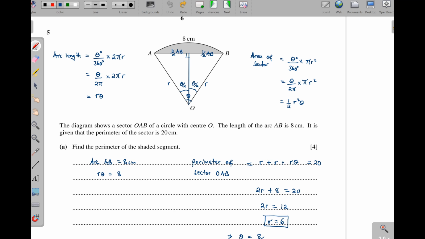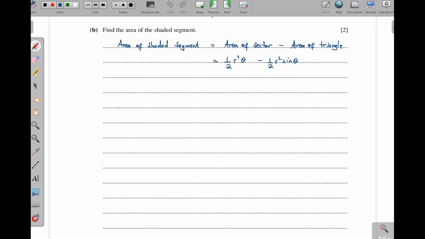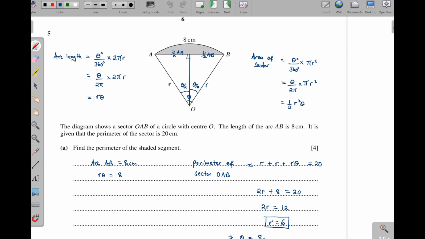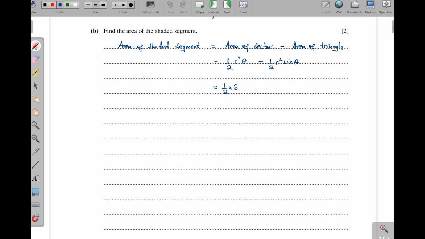No, they didn't. They just gave us the perimeter of the sector. So we shall have this one as a half, then times the radius. Radius, we got it as 6. So this is 6 squared. And then the theta, we got it as 4 over 3. Then minus, this will be a half, again 6 squared, and then sine of theta, which is 4 over 3.